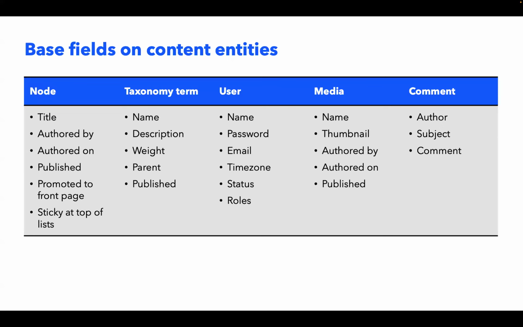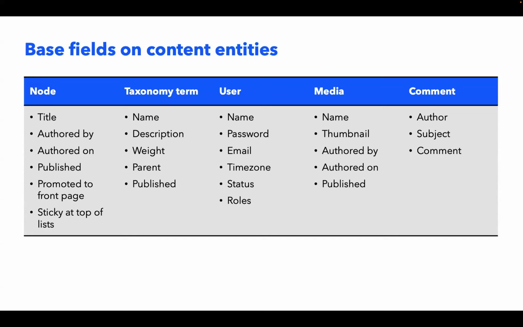Media is a little bit different because the fields that are needed are very specific to the kind of media it is, but the common base fields that they all have are just the four or five that we're looking at here, including a thumbnail. And one of the things you'll notice is that there are some common patterns. Status is a common one. For node, it's called published, but for user, it's called status. And we'll see the same kind of thing with other entity types as we dig into that.